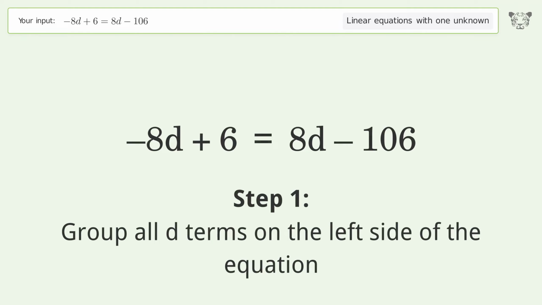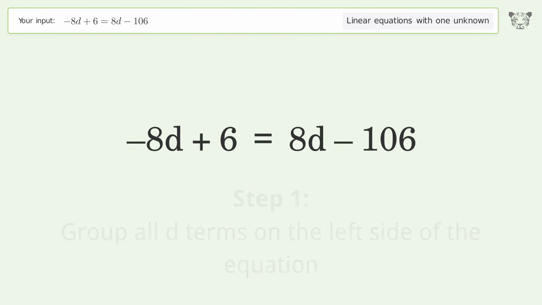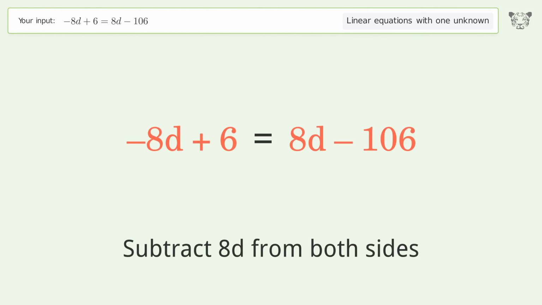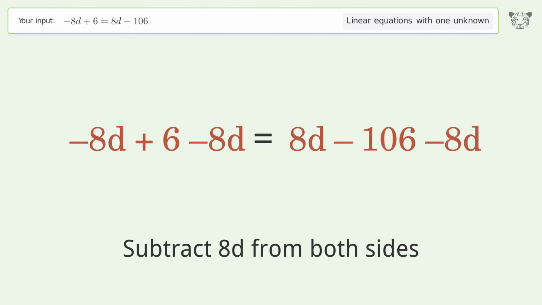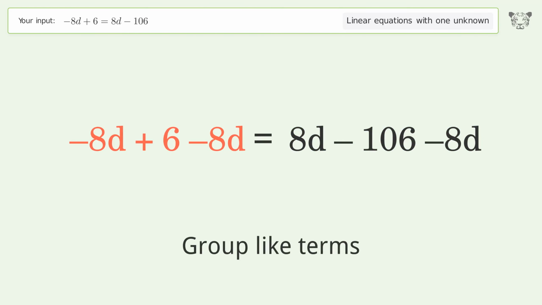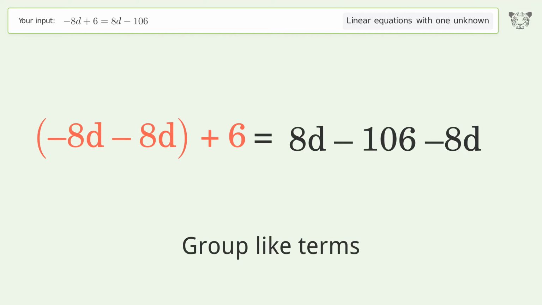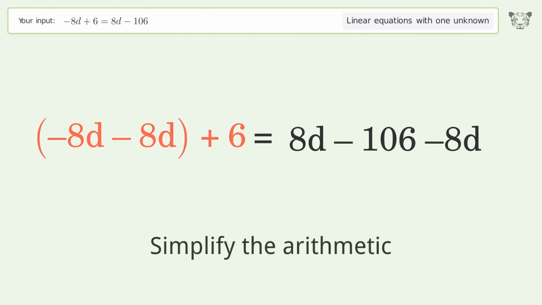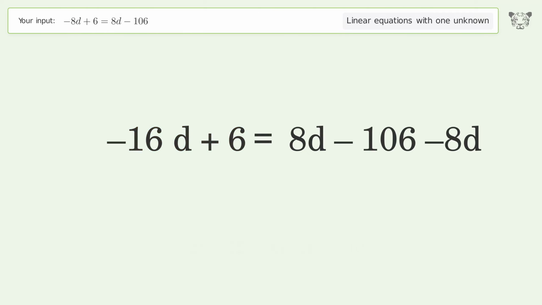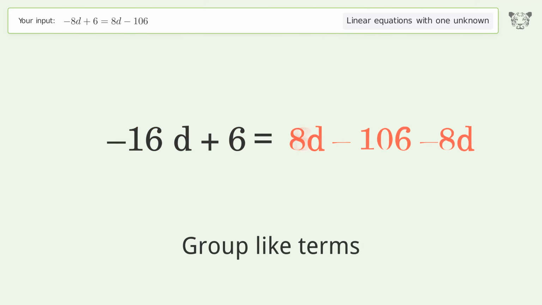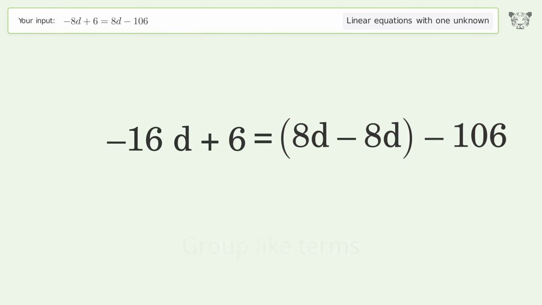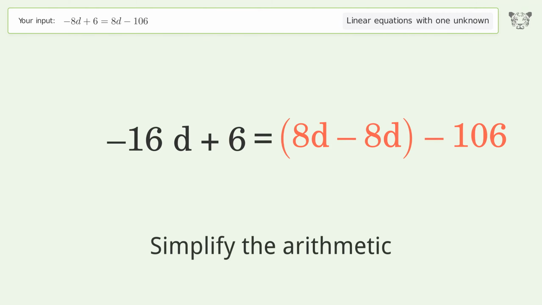Group all d terms on the left side of the equation. Subtract 8d from both sides. Group like terms. Simplify the arithmetic. Group like terms. Simplify the arithmetic.